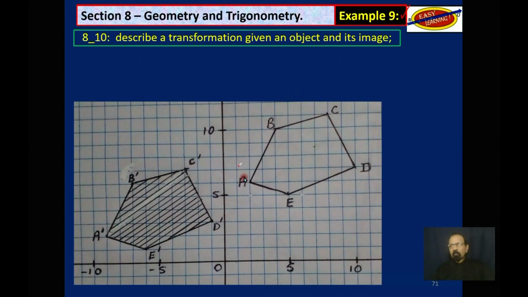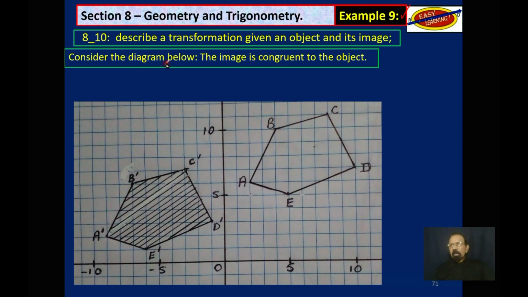Example 9. You have these two here. Consider the diagrams below. The image is congruent to the object. Okay, this is the object. This is the image. You are told that they are congruent. This makes it easier for you. Describe the transformation, because that's what we have to do. Describe a transformation given an object and its image. That is what we have been doing in this objective.